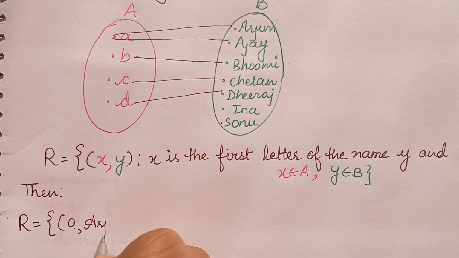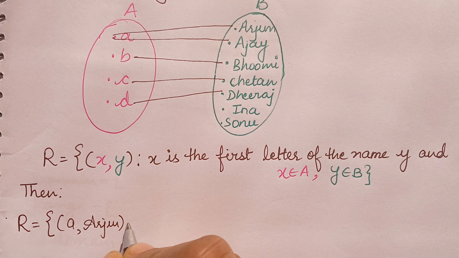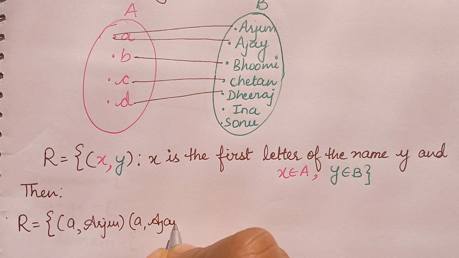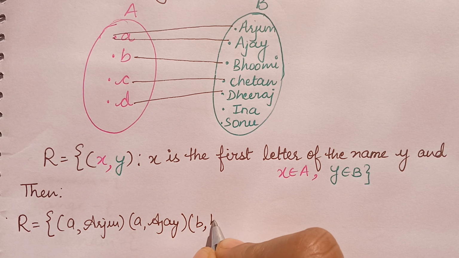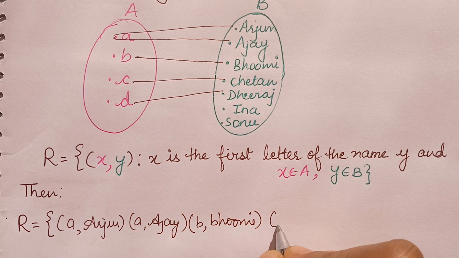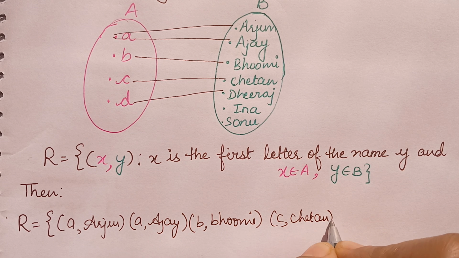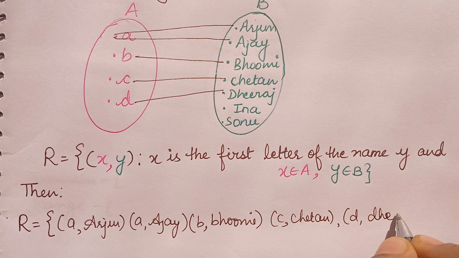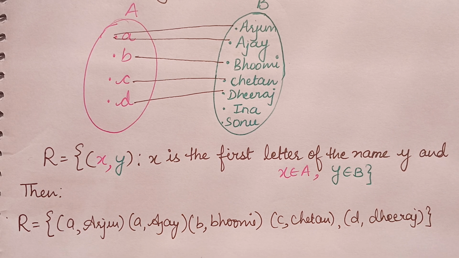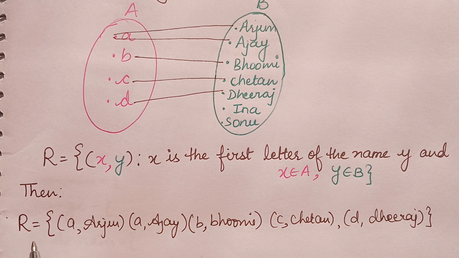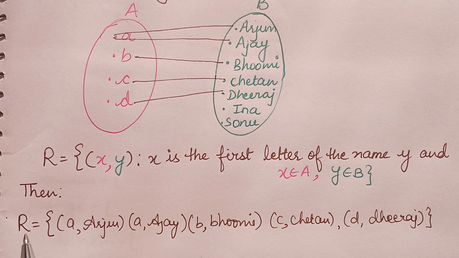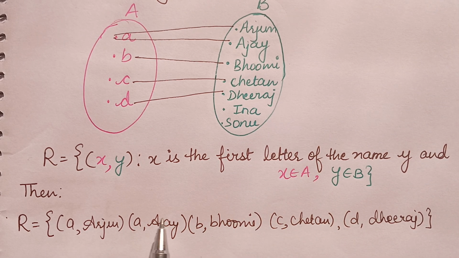(A, Arjun), (A, Ajay). Then the next will be (B, Bhumi), (C, Chetan) and (D, Dheeraj). So these are the ordered pairs which will belong to relation R. So in R we will have ordered pairs where the first element is from A and the second element is from B, and they are connected by this rule, that is, x is the first letter of the name y.